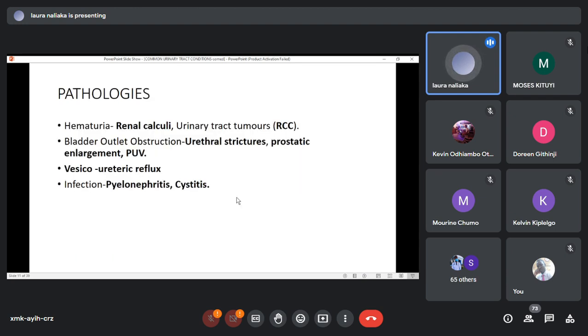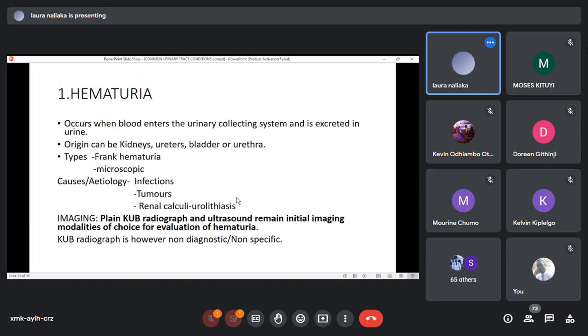So we go to the pathologies. We look at hematuria and the different causes of hematuria, blood outlet obstruction, vesicoureteric reflux, and lastly, we'll check out infection, that's pyelonephritis and cystitis.